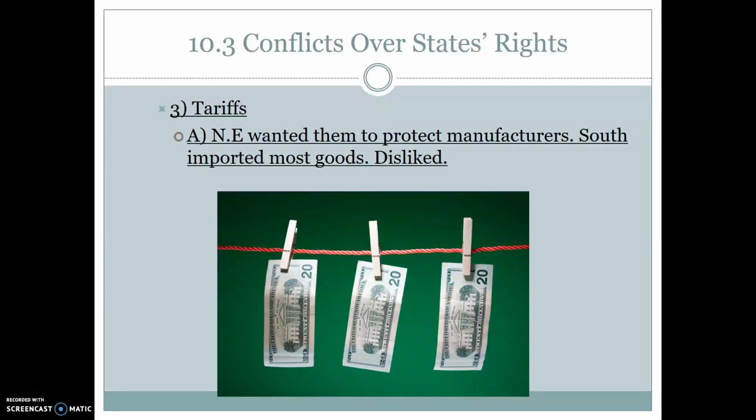So with tariffs, we know that the Northeast wants them to protect their manufacturers, while the South imported most of their goods, so they disliked this idea. It makes perfect sense. If you make those goods, you want high tariffs so that goods coming from outside of the country are more expensive comparatively to yours, so you can grow your own industry and increase your profit. While if you are a consumer of those goods, like the South, you're going to thoroughly dislike that.